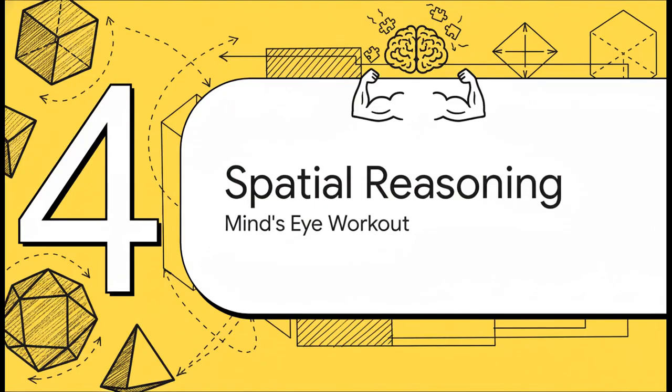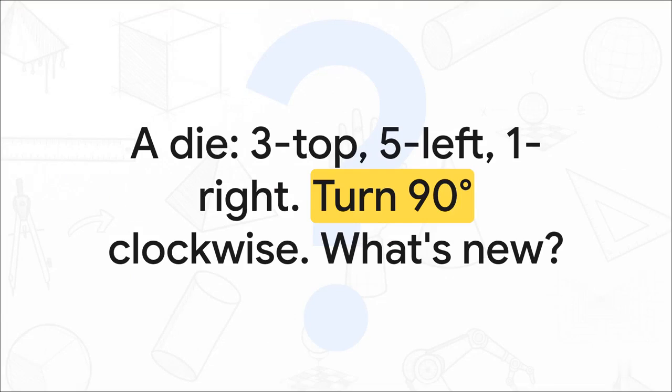Now, this ability to picture and spin shapes around in your head, it's a real skill, and it's called spatial reasoning. And you know what? It's like a muscle. The more you use it, the stronger it gets. So come on, let's do a quick workout for your mind's eye. All right, you ready? Let's test this out. Picture a standard die. You're looking at it and you see the number 3 on top. On the left side, you see a 5, and on the right side, you see a 1. Now, in your mind, rotate that die 90 degrees clockwise, as if you're turning it from above. What numbers are you looking at now?